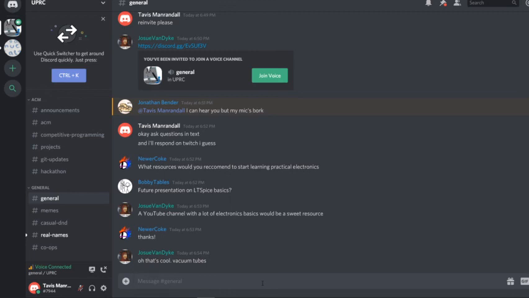Yeah, vacuum tubes are fantastic. They're kind of like FETs, like JFETs. They work basically the same way. Instead of being current driven, they're voltage driven. So that's pretty cool. I can probably do an LT Spice Basics presentation eventually, depending on how the schedule works out. But I'm not exactly a wizard with Spice to begin with. I just know how to drag and drop things.